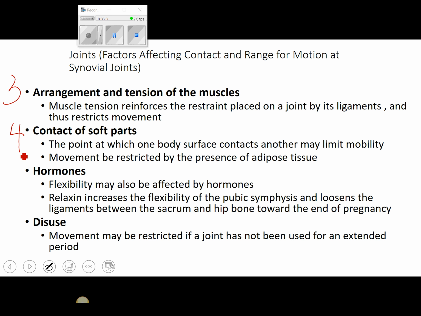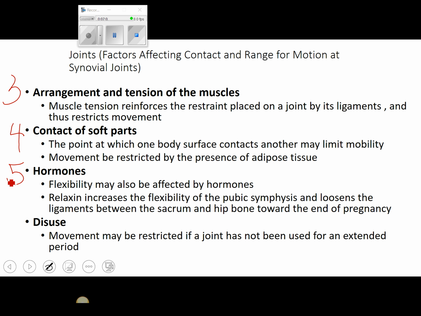The fourth one will be your contact of soft parts. Soft parts could be adipose tissue, they could be muscles. So it is the point at which one body surface contacts another that may limit the mobility. So movements may be restricted, of course, by the presence of adipose tissue. So an example of this would be an arm flex stops when pressed against the biceps brachii muscle.